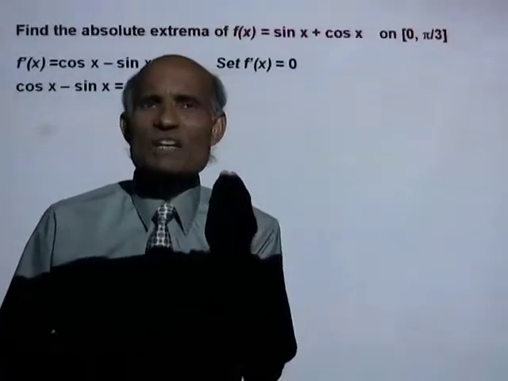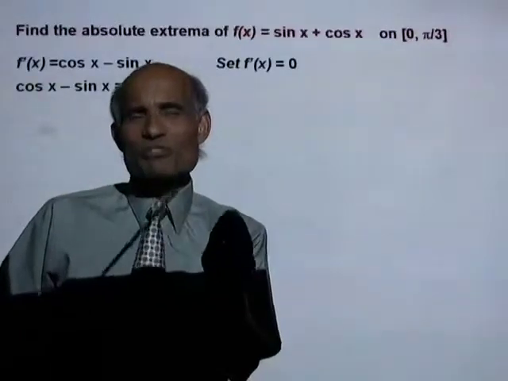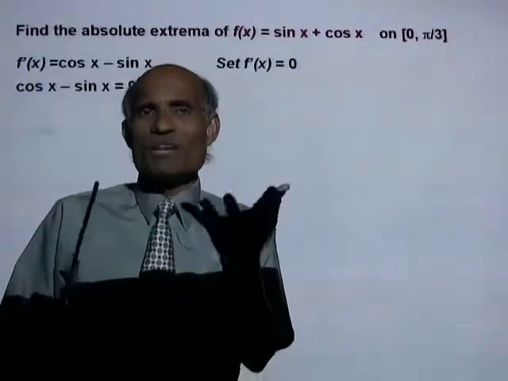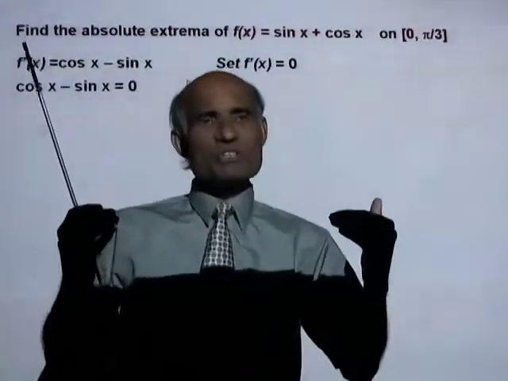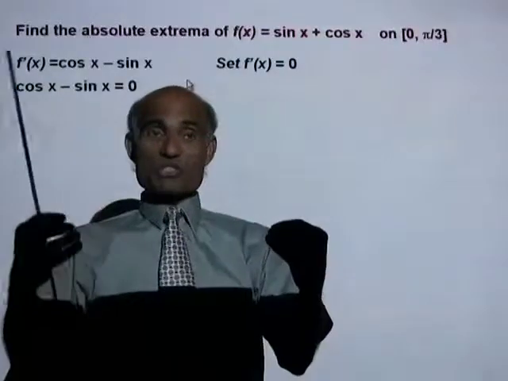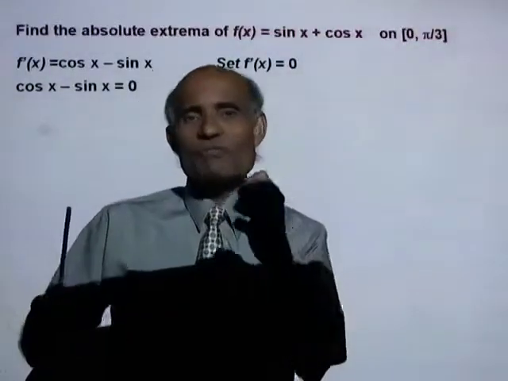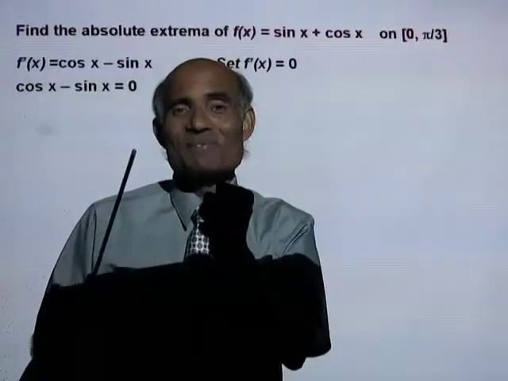You can actually think a little more rationally on it. If cos x minus sine x equal to 0, what is the value of x? If you know your trigonometric ratios, if cos x minus sine x equal to 0, it means cos x equal to sine x. For what value of x are cos x and sine x the same?